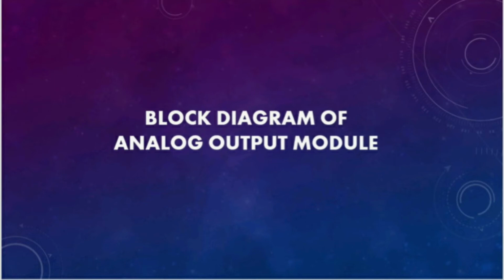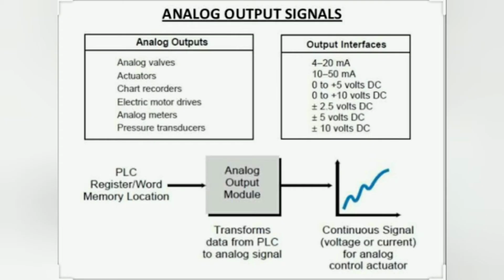Today we are going to learn a block diagram of analog output module. An analog output module is used to give either a varying current or voltage to the output field devices. This module converts a digital signal from CPU into equivalent analog signal.